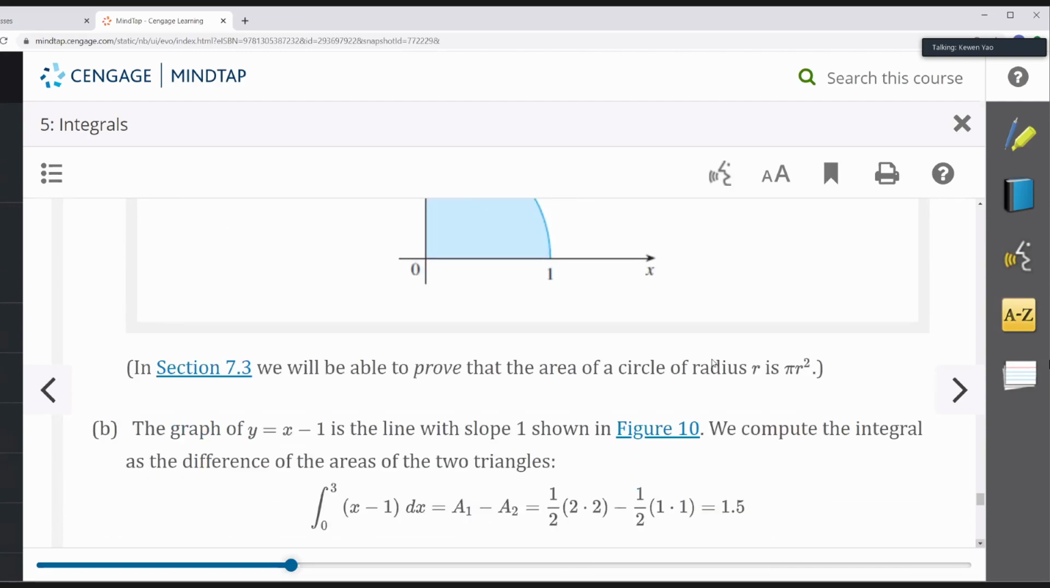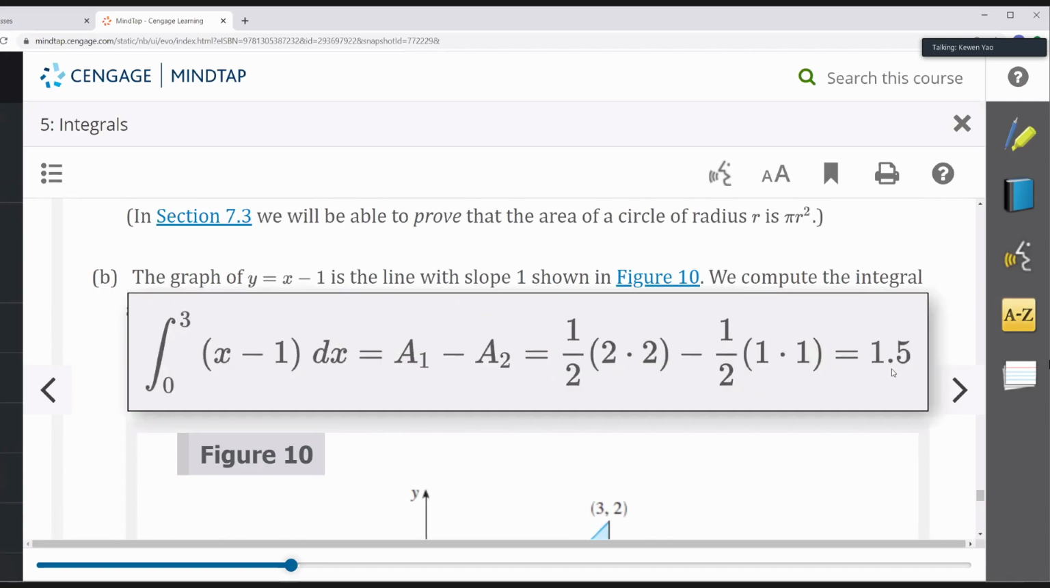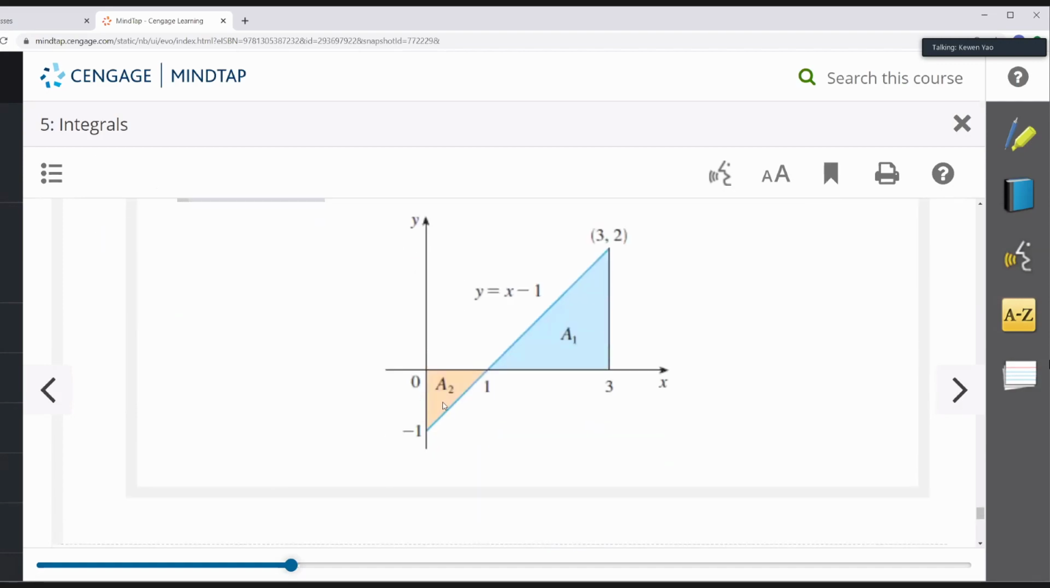See, right? Same answer. 1.5 is 3/2, right? Our answer is 3/2. This is 1.5, the same thing. Look at the picture.